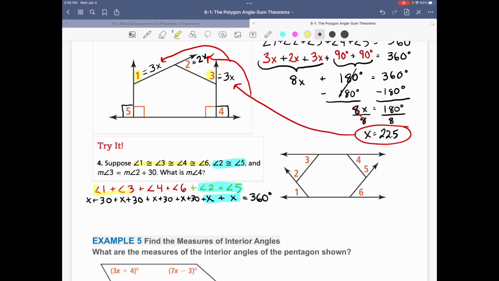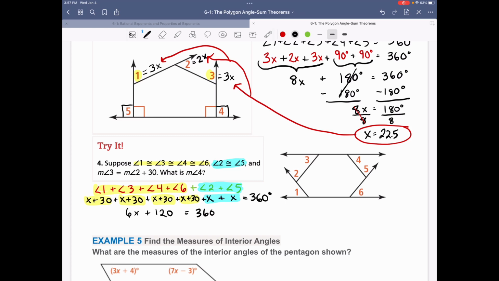And all of these angles, I'm going to color yellow because they came from above and they are all congruent. Okay. Now we can just simplify this and solve for x. So we have 1, 2, 3, 4, 5, 6 x's. We have 4 30s, which would be 120. And then we can just bring down our 360 degrees.